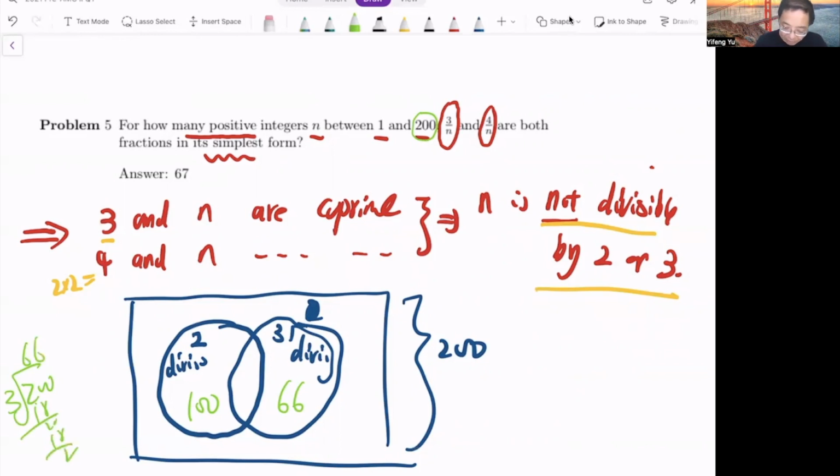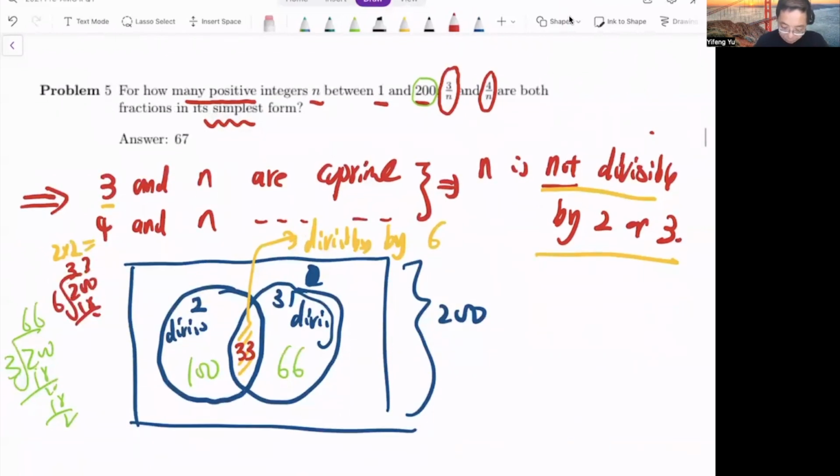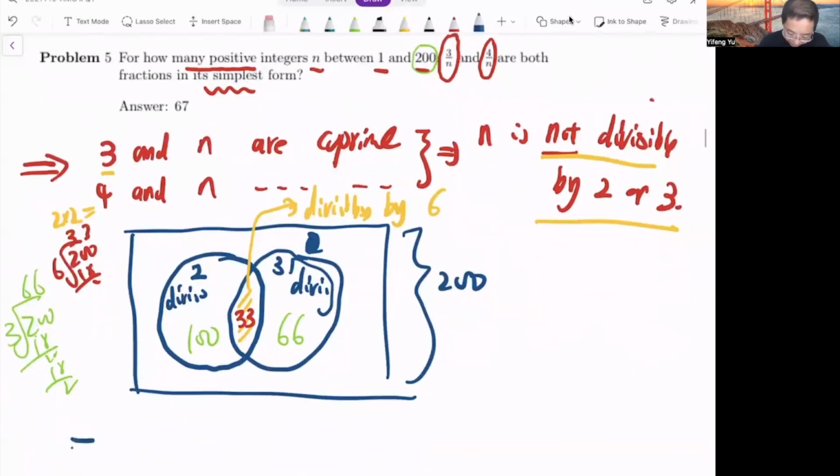Okay, and of course, we know there's overlap. Right? Let's see here, there's overlap. What is the overlap? The overlap is the numbers divisible by both 2 and 3. So that means divisible by 6. So both 2 and 3, right? Okay, how many of them? And we can calculate. We'll see this will be 33, because 200 divided by 6. Okay, so 33, right?